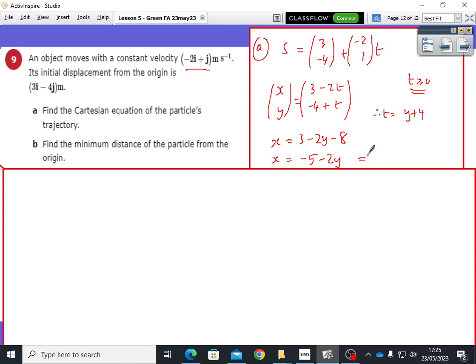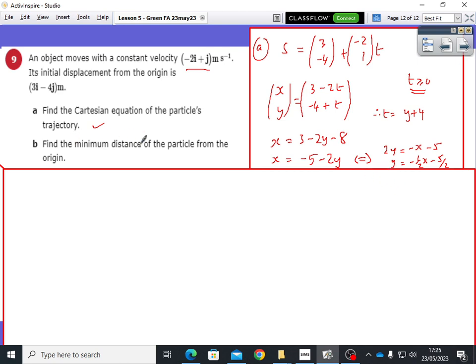Now what I'm going to do is make y the subject. If I bring that to the side, I'll get 2y equal to minus x minus 5, and divide that by 2, so y would equal minus a half x minus 5 over 2. So that's the first part done. There's the trajectory of how it's going.